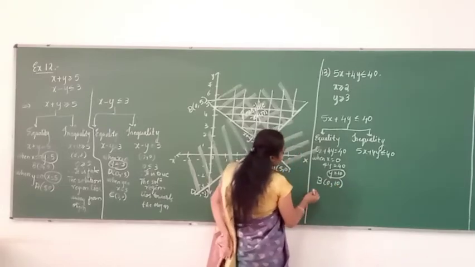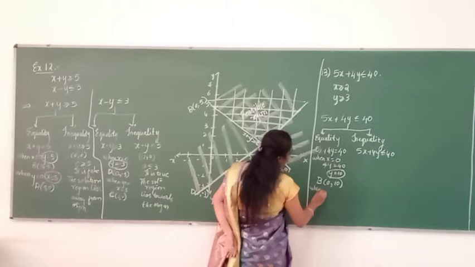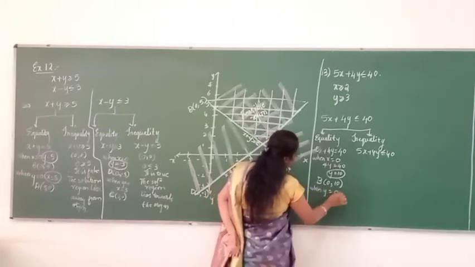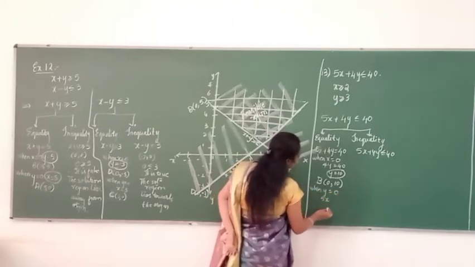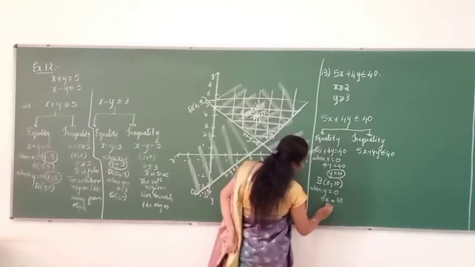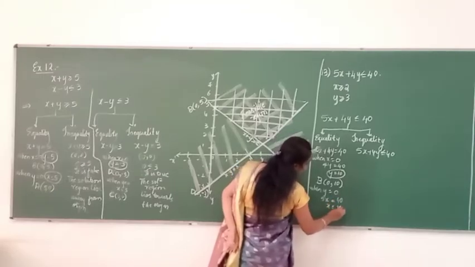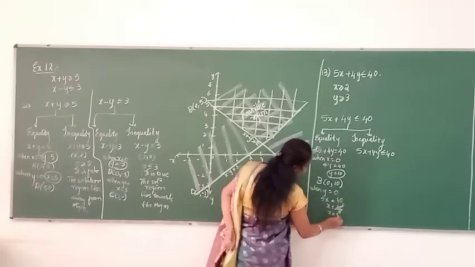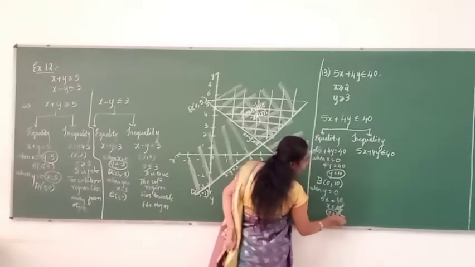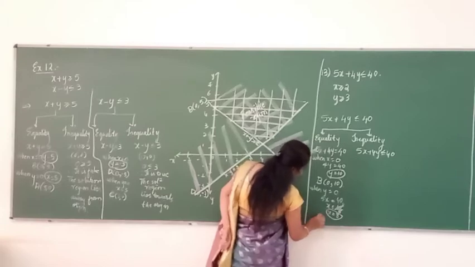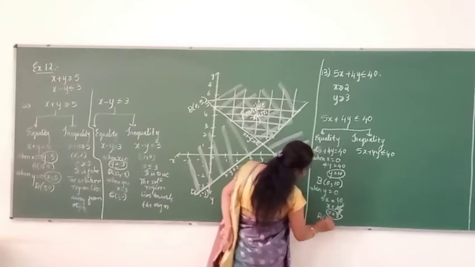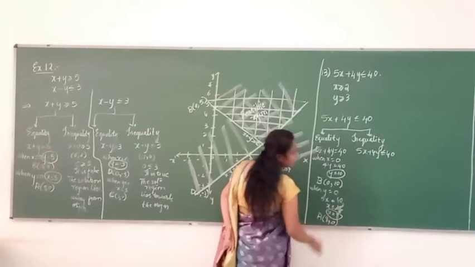Fine. Next one, when y is equal to 0, it will be 5x is equal to 40, x is equal to 8. So this is nothing but your x coordinate point. So here I will be considering it as 8, 0.